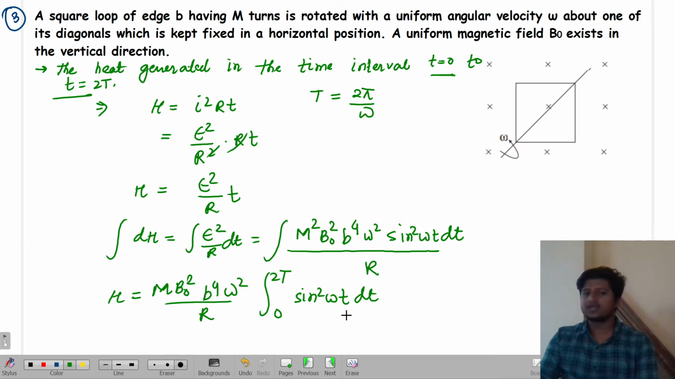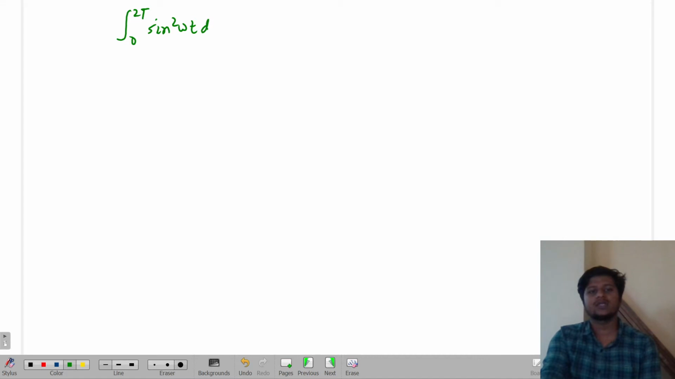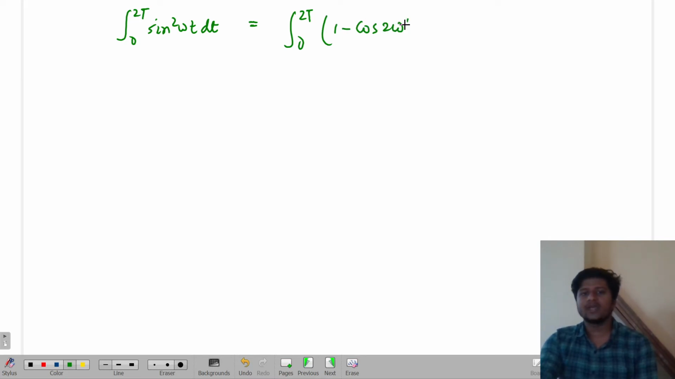Guys, can you solve this? Integral 0 to 2T of sin square omega t dt. Which formula am I going to use? Which integration trick will I use? How to solve sin square omega t? Can I write it as 1 minus cos 2 omega t divided by 2 into dt? Yes or no?